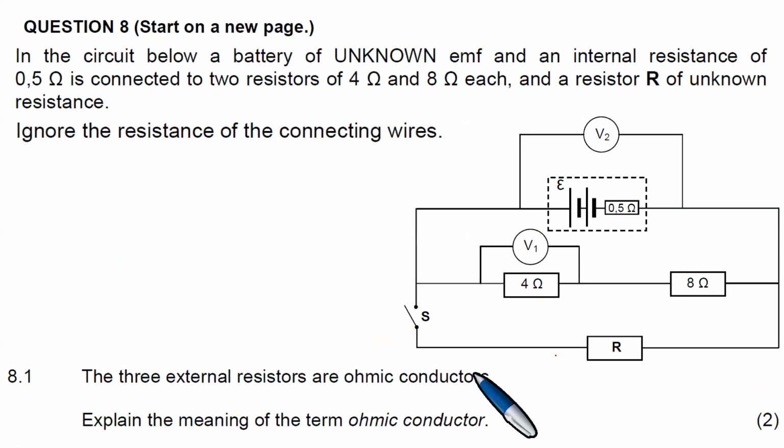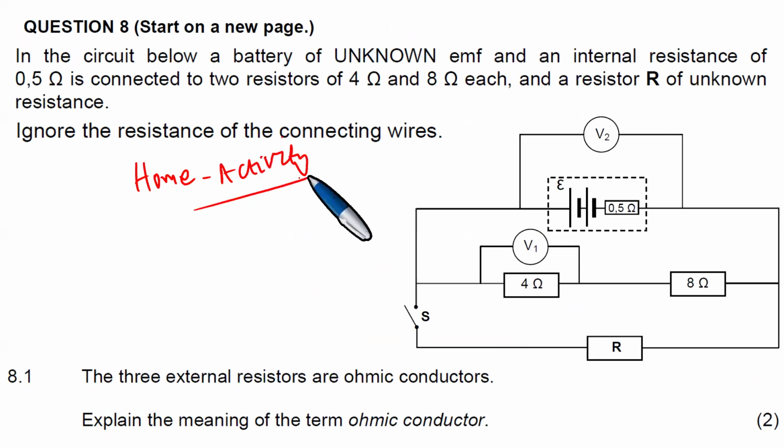Right. So this one is the homework, the home activity. I'm just going to read through it and then we're going to give it to you. In the circuit below, a battery of unknown EMF and an internal resistance of 0.5 ohms is connected to 2 resistors of 4 ohms and 8 ohms. I'm just reading so that you can forward the video to the end.